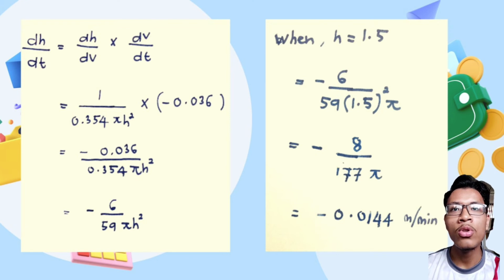When h equals 1.5, it will be negative 6 over 59 times 1.5 squared times pi, and the final answer, the rate of change in height, is negative 0.0144 meters per minute. That was the rate of change in height h.